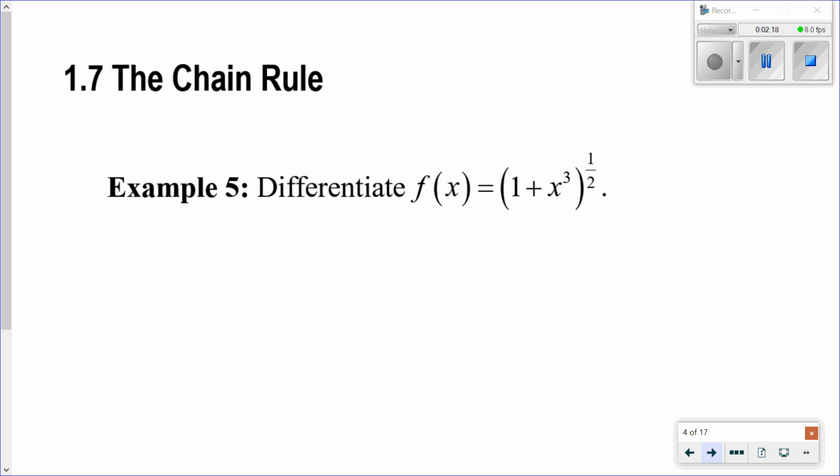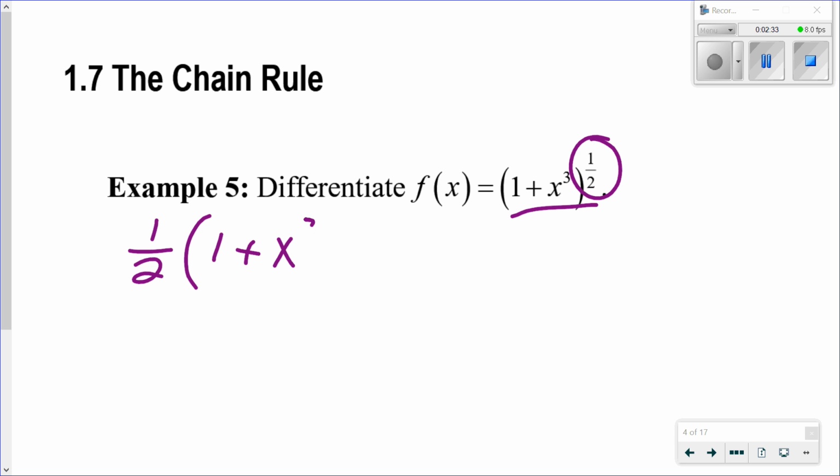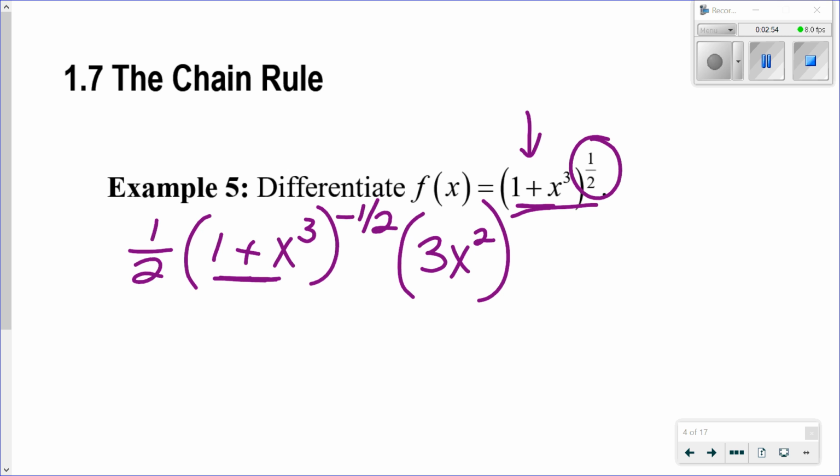So if we have this example, okay, this is our composed function. The derivative of the outside looks like this, 1/2, right? I took that exponent and I brought it out in front. 1 plus x cubed. Notice I did not change anything here. This is exactly as it appears here. Subtract 1, so it's a negative 1/2, times. Now I have to take the derivative of this inside part. So the derivative of 1 is 0, and the derivative of x cubed is 3x squared.